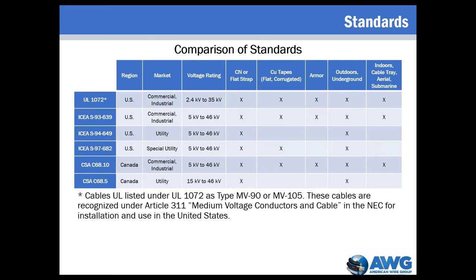For applications in Canada, there are CSA standards for medium voltage cables. For commercial and industrial applications, including those falling under the CE code, with similar cable constructions to UL 1072, we have CSA C68.10. For typical utility applications, cables rated 15 kV to 46 kV with copper concentric neutral wires for installations where exposed to direct sunlight or direct burial, we have CSA C68.5.